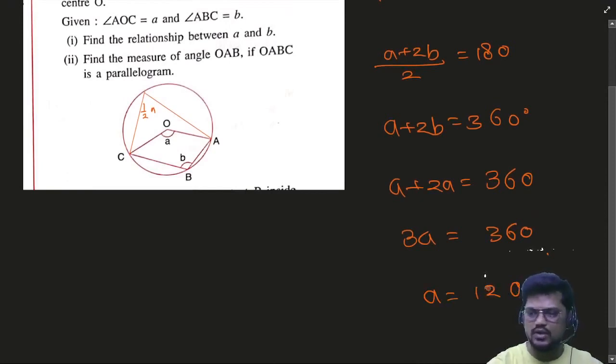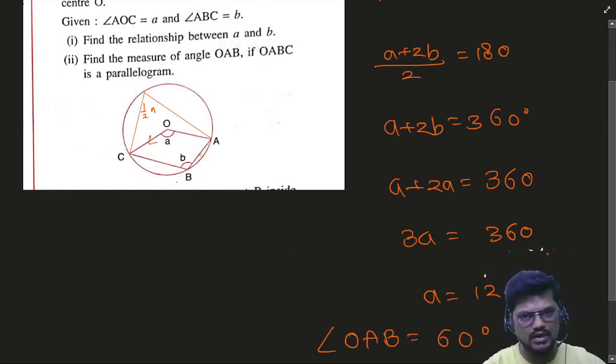Yes or no? You have to find angle OAB. If this is 120, then angle OAB will be 60 degree. This angle will be 60 degree because if these two lines are parallel, then these two will be co-interior angles. If this is 120, then this has to be 60. Are you getting it? If you are not getting it, then please ask, I'll explain.